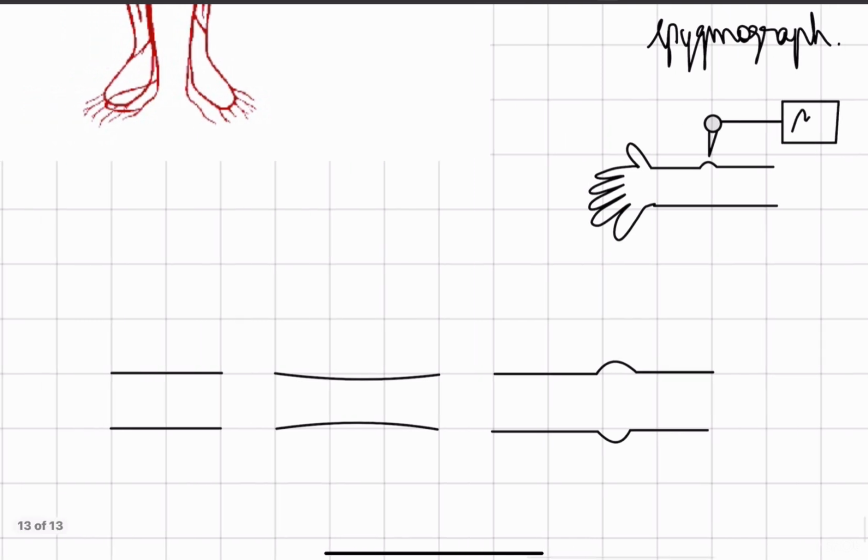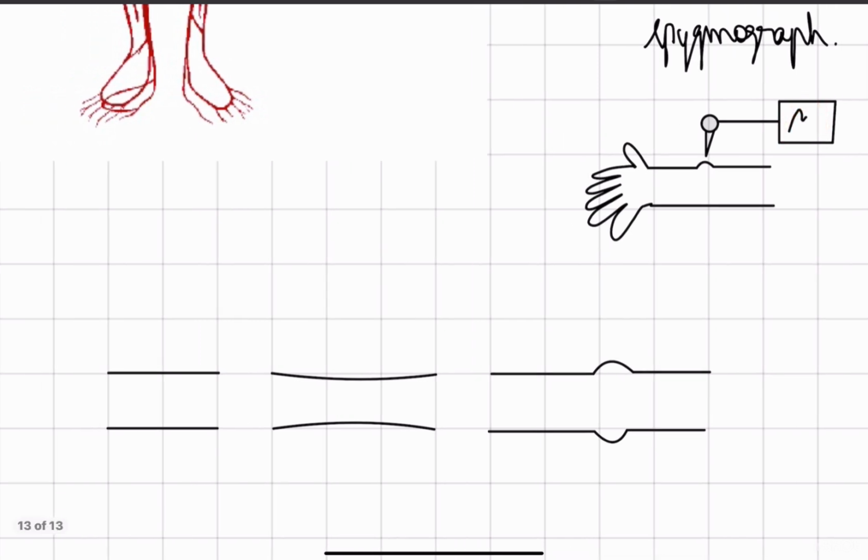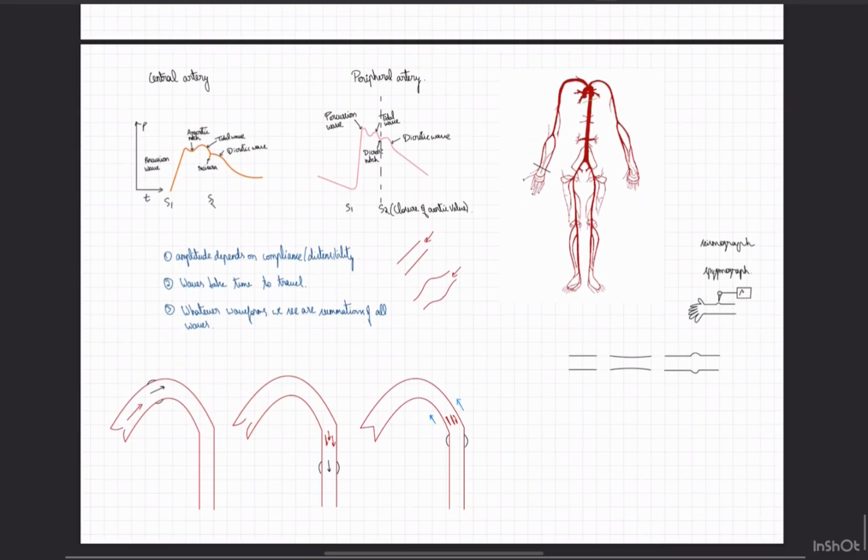So if there's a bulge, there's a positive deflection. If there's a dip, there will be a negative deflection, right? Because if there's a dip, the needle will go down. The needle will go down and come up. All right, that's all for the basics.